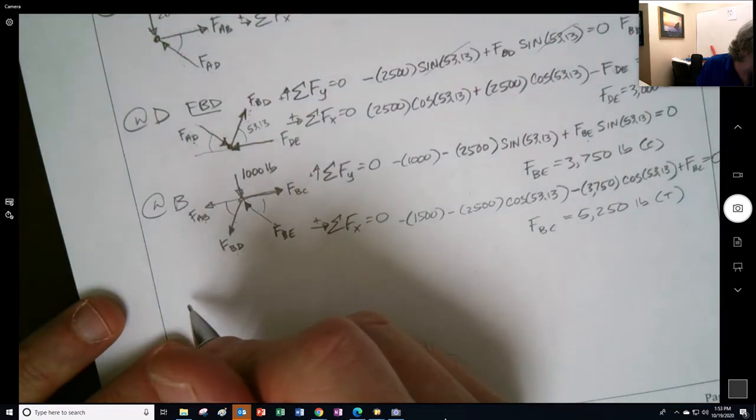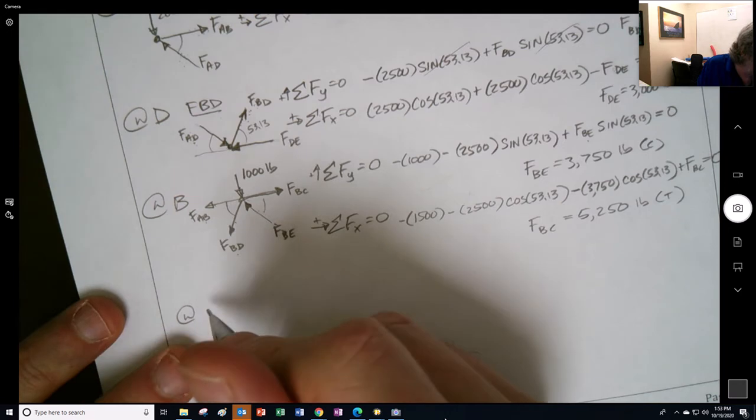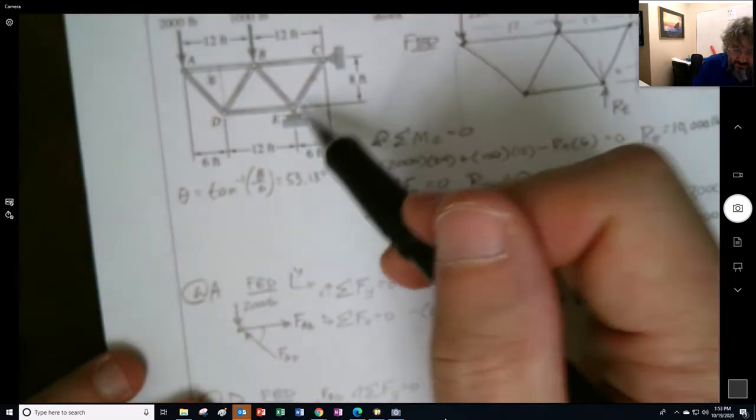So that's one reason why I wanted to leave plenty of room here. I wanted to do the check. I didn't leave enough room on my original thing. So if we go at E, right here, okay. So we're doing it at E.